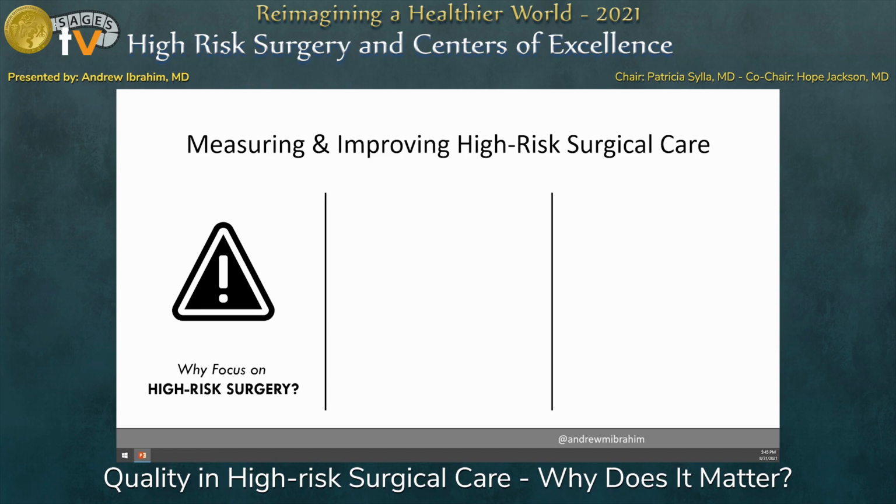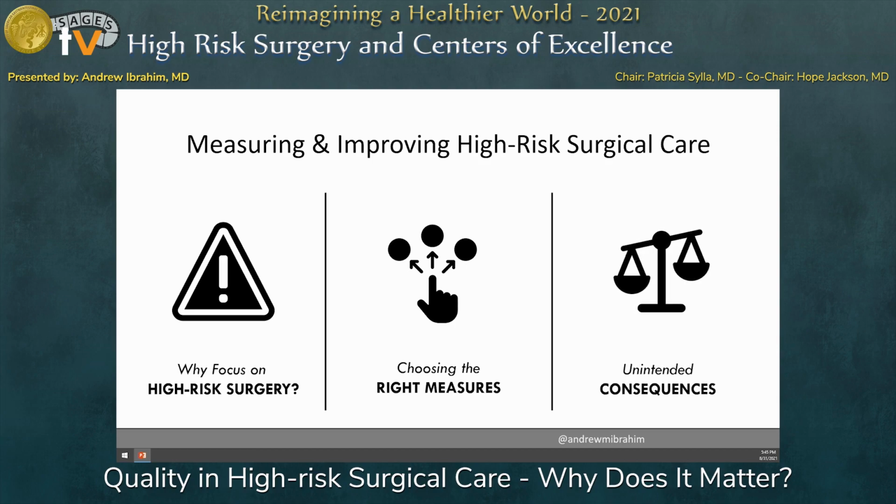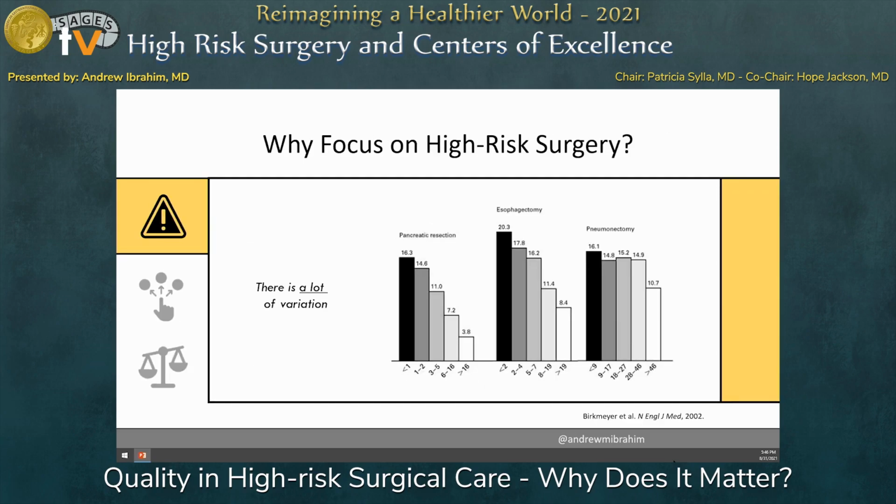First is why focus on high-risk surgery. There's some real practical considerations why it's gotten so much attention. Two, talk about choosing the right measures. There's some real practical constraints about what we can measure and what makes sense when we're trying to improve quality of care for surgery. And then finally, we do have experience with centers of excellence and have a track record of what works and what doesn't. And so there are some unintended consequences we should be thinking about and thinking about ways to mitigate and prevent those.